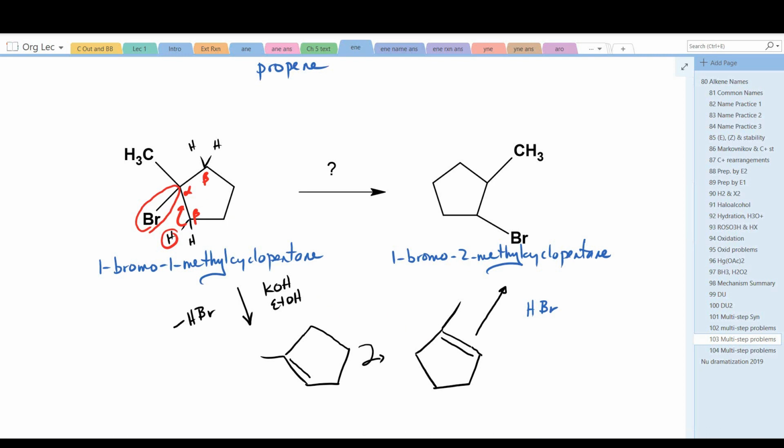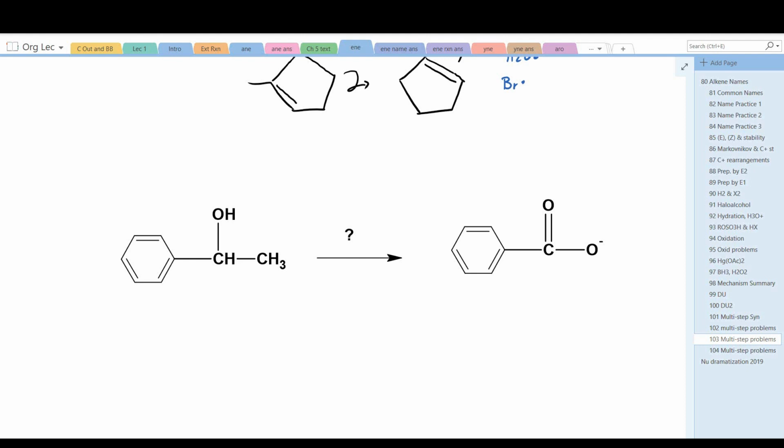This can be done with HBr if we also add hydrogen peroxide, which produces bromine free radicals. The bromine free radical is electrophilic. It adds first to the less substituted carbon here where we want it, and then hydrogen adds here.